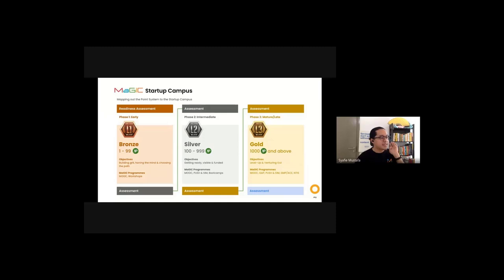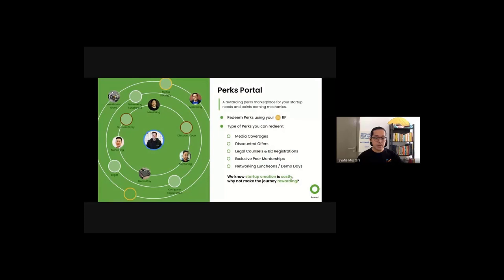And then you can claim those points using perks portals and quests. For the perks portal, you could get things from us, such as media coverage. If you have an idea out there and you've gone through certain points and gained these points, we help you. Magic has very good branding and a very good relationship with international and local media, and we would help you market certain things. So we're open to it. And then you have quests.